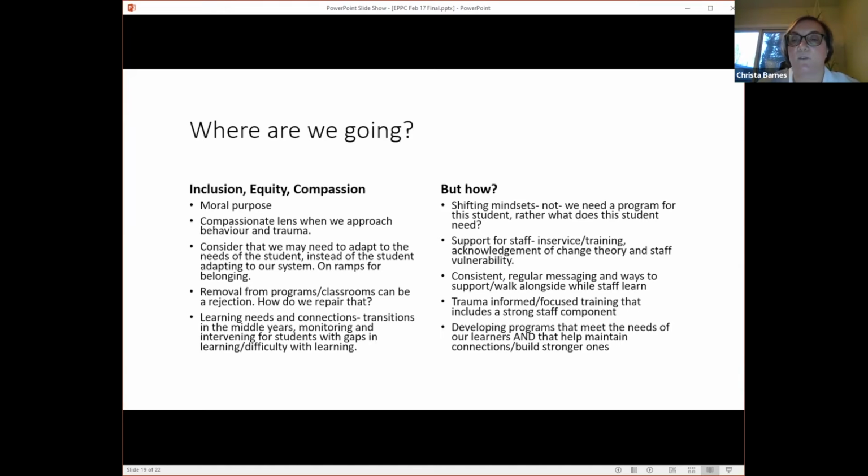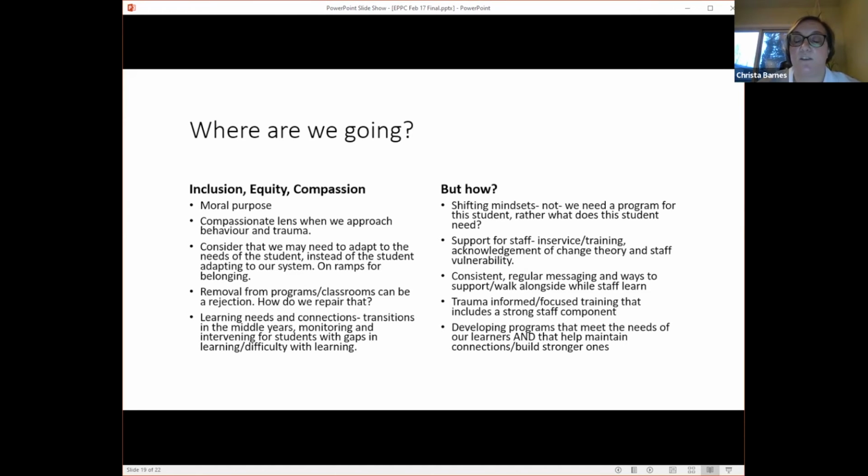Support for our staff, so lots of good in-service and training. So acknowledgement that while we're making these changes, there's lots of vulnerability in that, and there are lots of ways that can feel difficult for my staff over at ACP. And how can we engage in a bit more training so that people can understand where we're going.